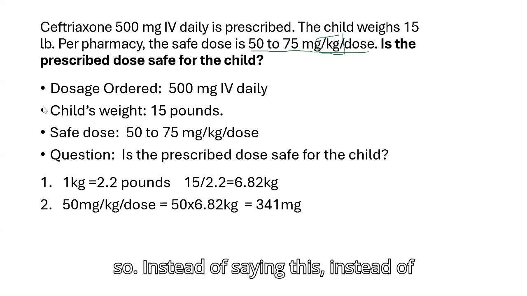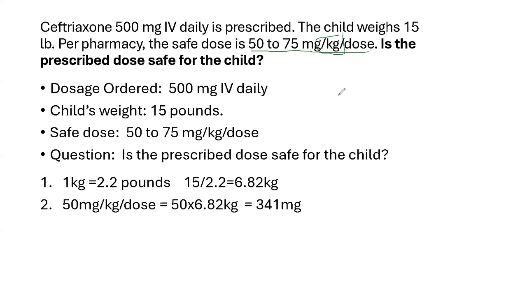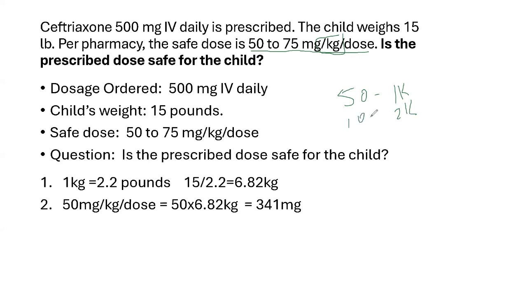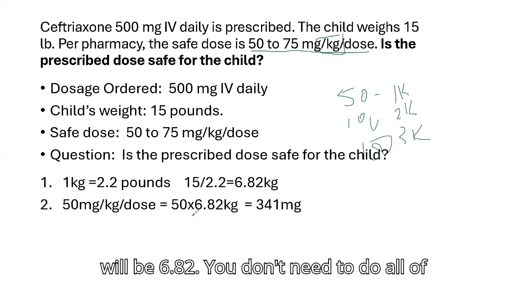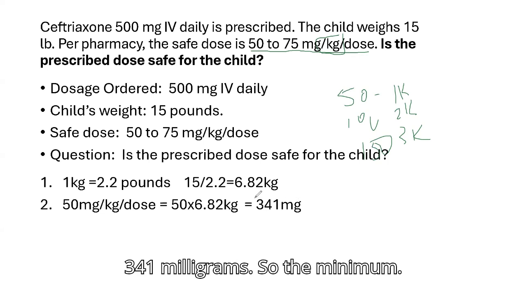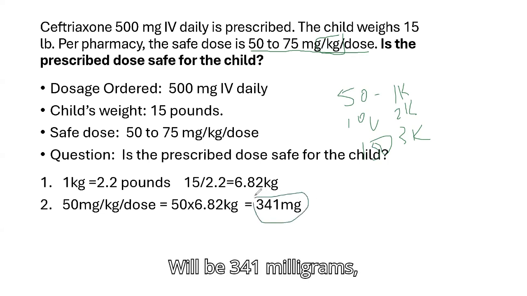So instead of saying 50 for 1 kilogram, 2 kilogram, then will be 100, 3 kilogram, then will be 150, until we reach 6.82, you don't need to do all of that. You multiply 50 by 6.82, and then you'll get 341 milligrams. So the minimum will be 341 milligrams, right?